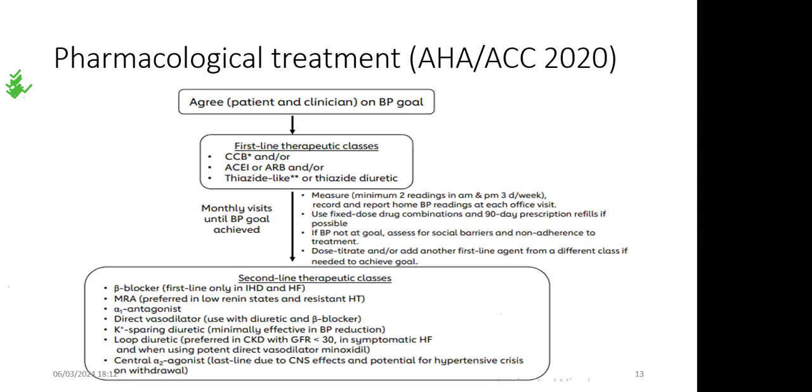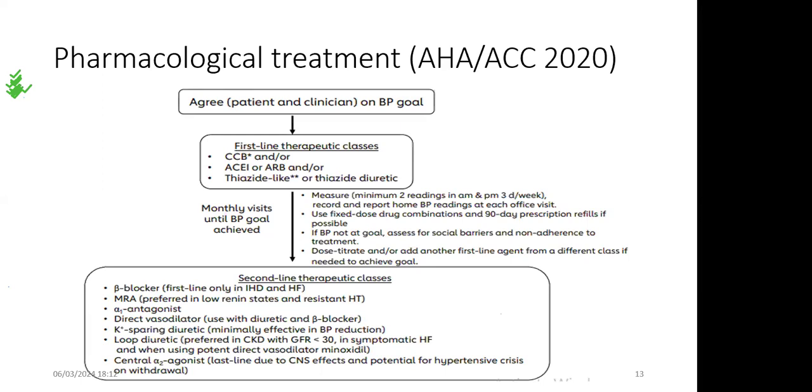So we are seeing that monthly visits are very important in our management of hypertension until our goals are achieved. We need to keep monitoring these patients every month, so that we can see whether we're achieving our targets or not. Two readings, in the morning and evening, over 3 days in a week is very important for us to keep track of if we are actually achieving our targets. It's important to have a record of our BP readings for purposes of tracking progress of the patient's outcomes.